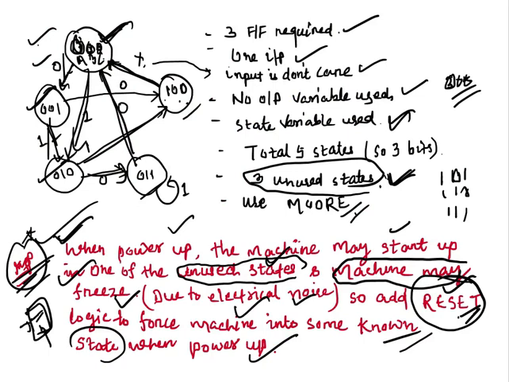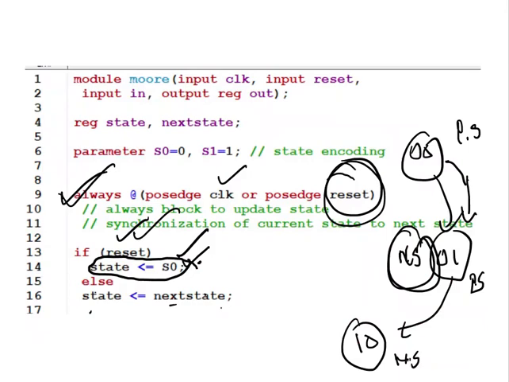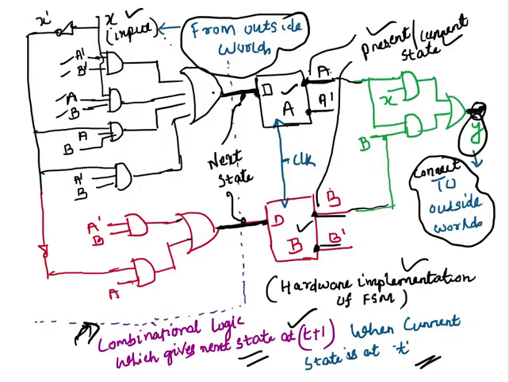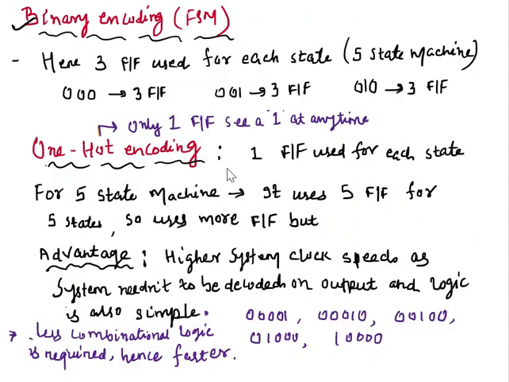So this is called encoding technique. You remember this Verilog code we have written: parameter S0 equal to 0, then S1 equal to 1. For these state variables we have taken 1 bit each. So that is called binary encoding.